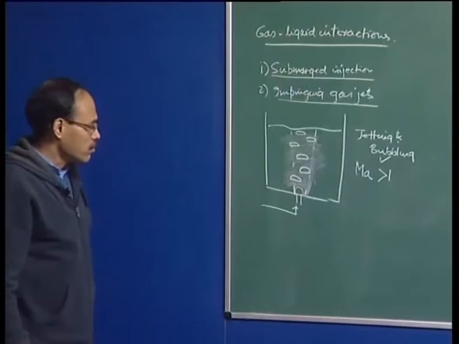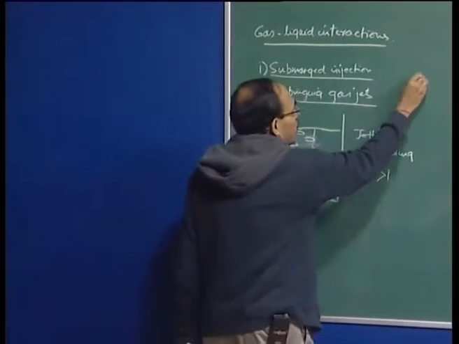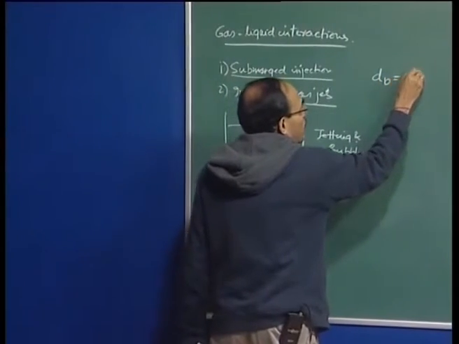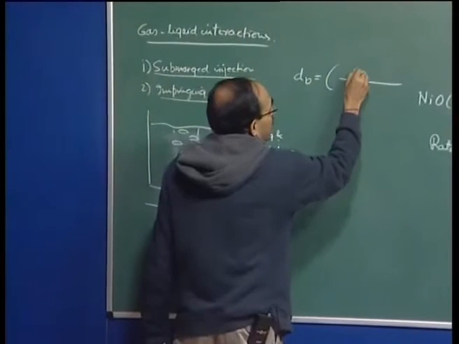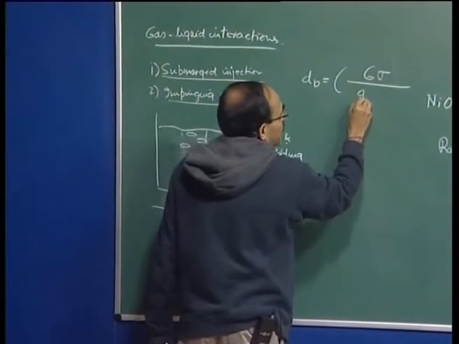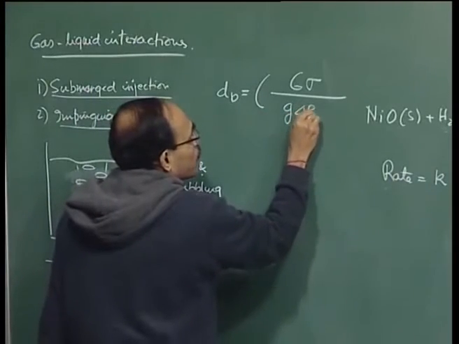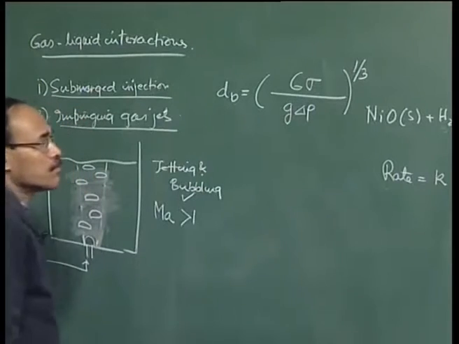At the limit of the gas flow rate becoming very small, the size of the bubble is governed only by interfacial property, and this is 6 sigma divided by g delta rho, raised to the power 1 by 3.